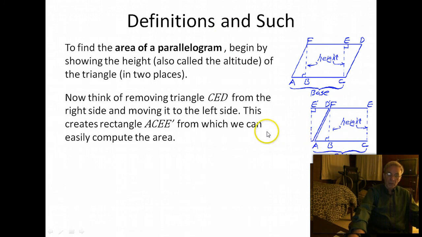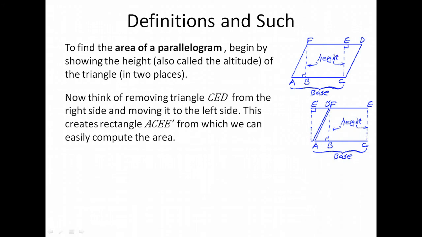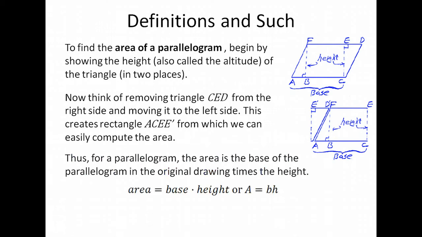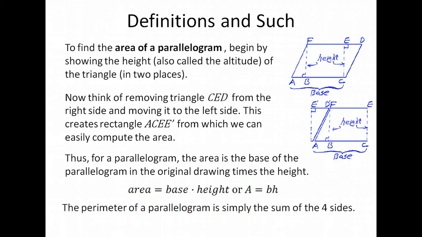So from what we talked about in the previous lesson, all you have to do to compute the area is to multiply the length, which is the base here, times the height, which is this right here. So our formula is area is equal to base times height, or A equals BH. Just as we had with the rectangle, to get the perimeter, you add the lengths of the four sides together, and that gives you the perimeter.